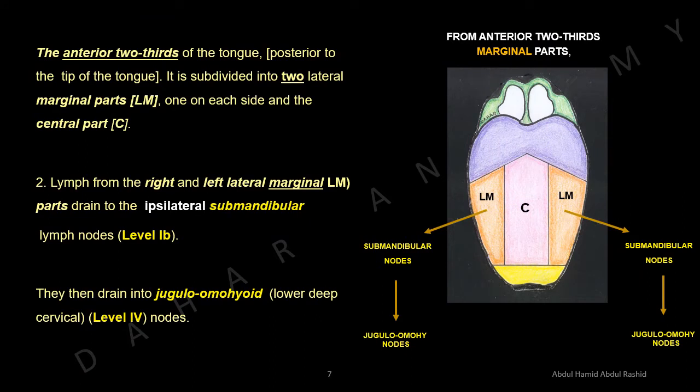The anterior two-thirds of the tongue, that is posterior to the tip of the tongue, is subdivided into two lateral marginal parts, LM, one on each side, and the central part, C. Lymph from the right and left lateral marginal part drains to the ipsilateral submandibular lymph nodes, that is level 1B. From there, they drain into jugulo-omohyoid nodes, that is lower deep cervical nodes, level 4 nodes of the same side. You can see here, the lateral marginal part drained first to the submandibular nodes of the same side, and from there it drained to the jugulo-omohyoid nodes.